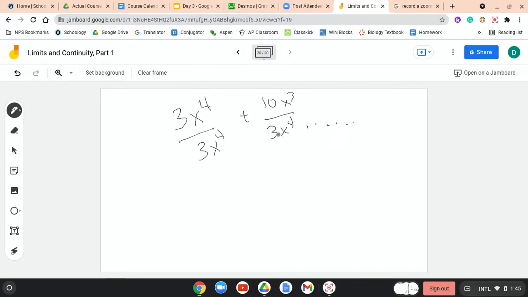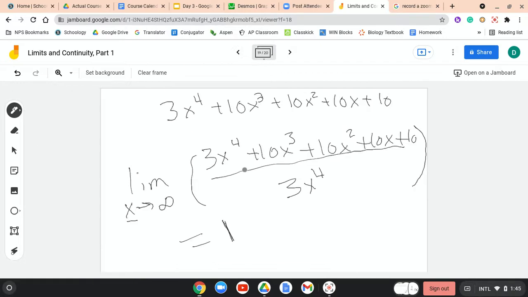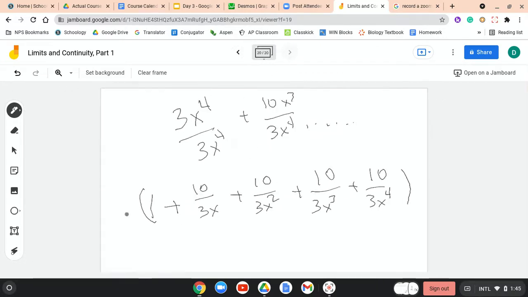And what we're going to get after we do that is that the fraction is equal to 1 plus 10 over 3x plus 10 over 3x squared plus 10 over 3x cubed plus 10 over 3x to the fourth. All right. So our crazy function divided by 3x to the fourth is equal to this, using some algebra. So the limit of this ratio is also going to be equal to the limit of this thing right here, the limit as x approaches infinity, because we showed algebraically that this is the same thing as this.